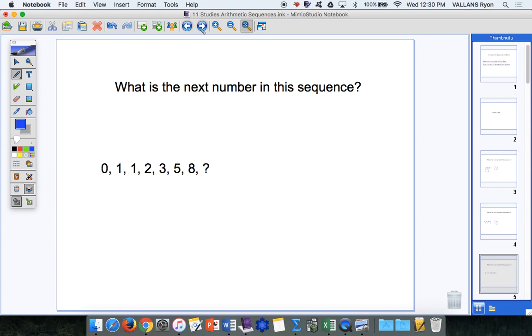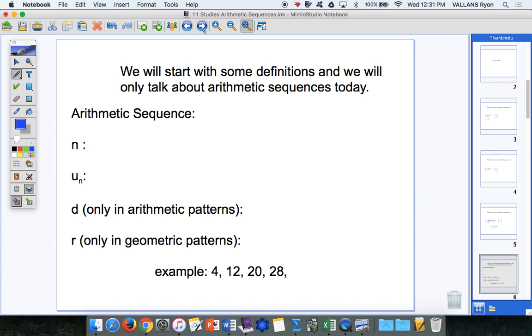Tough one. Each number comes from the two ones before it. 0 plus 1 is 1. 1 plus 1 is 2. 1 plus 2 is 3. 5 plus 8 is 13. This is actually what's called the Fibonacci sequence. We don't have to do anything with that, but it's kind of an interesting pattern.